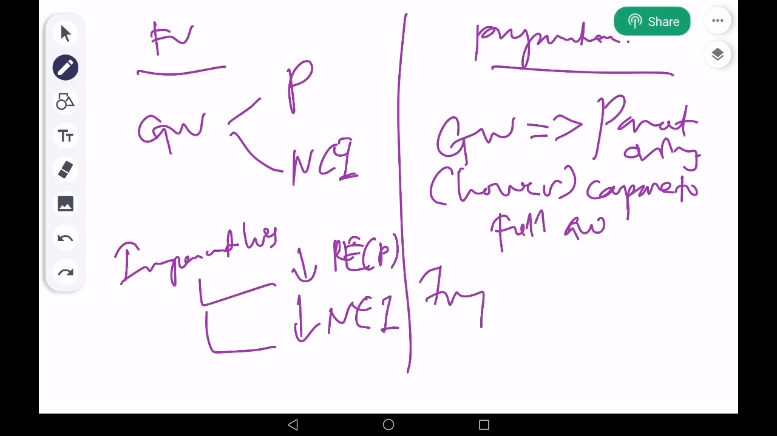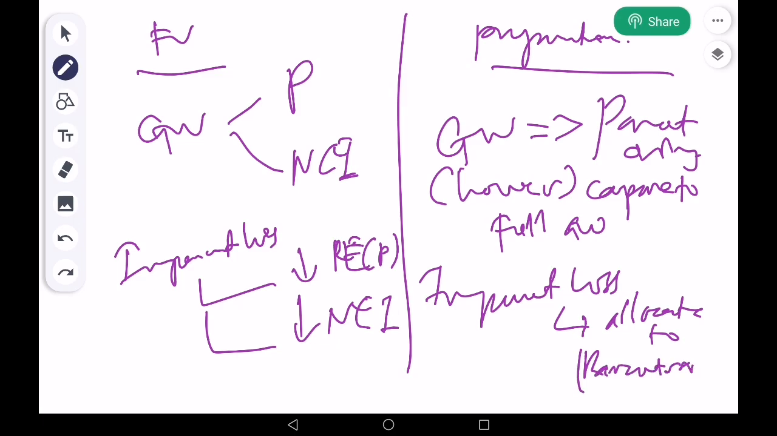However, the impairment loss will be allocated to parents only. RE of parents will reduce. NCI no impact. So this is the difference. So there are pros and cons.